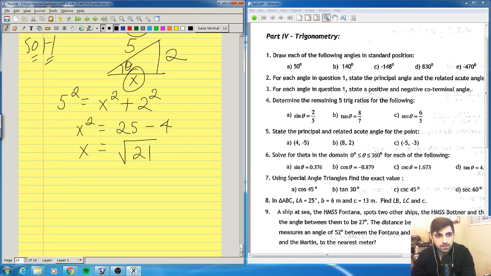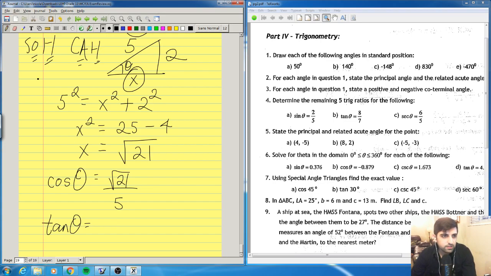So I've got that now, and so I can do cosine. Cosine is going to be adjacent over hypotenuse, right? So cosine theta is going to be x, which I found to be root 21, divided by 5. So that's cosine. What's tan then? Tan is going to be opposite over adjacent. That's TOA, SOHCAHTOA. So 2 over root 21.